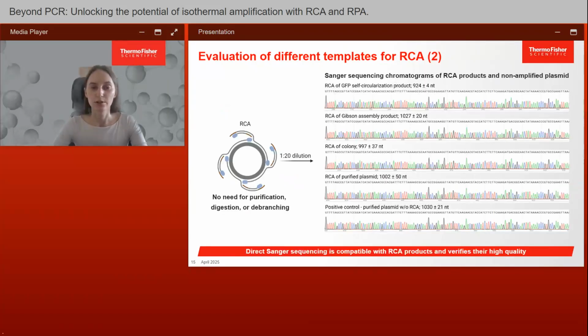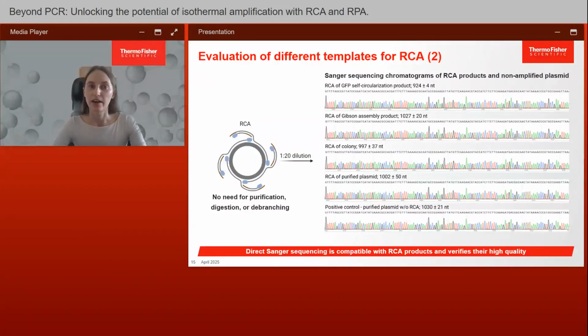Additionally, RCA product quality can be confirmed by Sanger sequencing, again directly without purification, digestion, or debranching. As you have plenty of DNA after the RCA reaction, you can simply dilute your sample and sequence it. We have seen high-quality sequenced traces ranging from 900 to 1,000 bases in length from all types of templates. And note that even RCA from resuspended colonies gives great sequencing results.